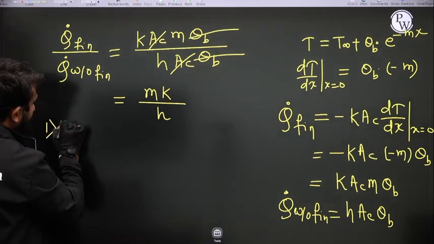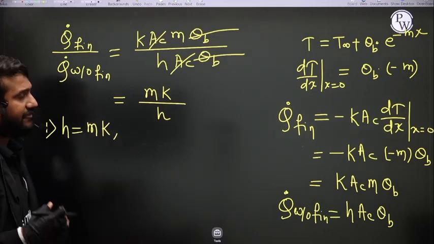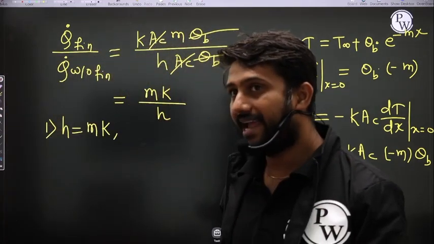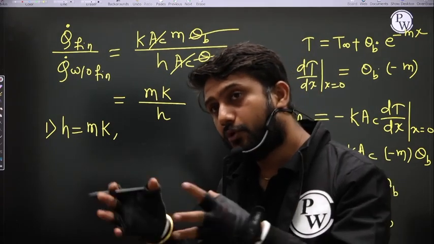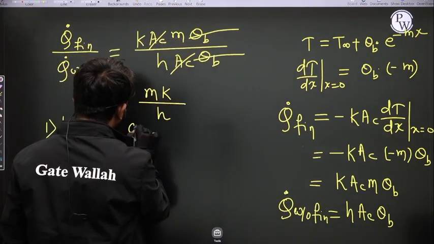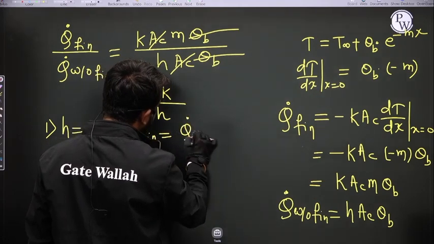The first case, when H is equal to mk, right? If that value of H is equal to the product of m into k, and what is the m? That is the root over Hp by Kc. So when H is equal to the product of m into k, the rate of heat transfer with fin is equal to the rate of heat transfer without fin.